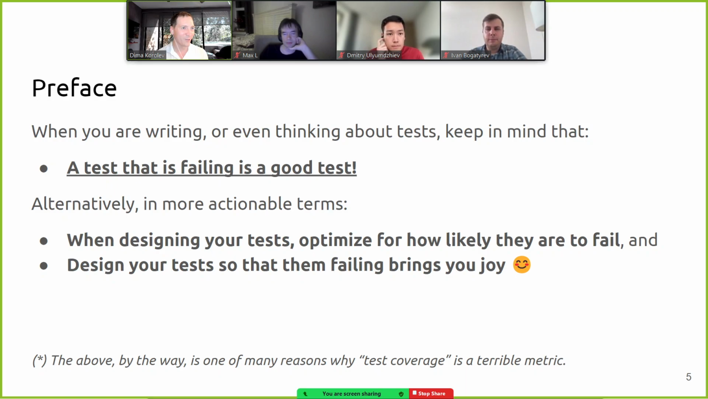And so once it fails, you should have a spark of joy. Aha, my test is failing. Finally, there's some interesting work to do. That's my preferred way of thinking about that.